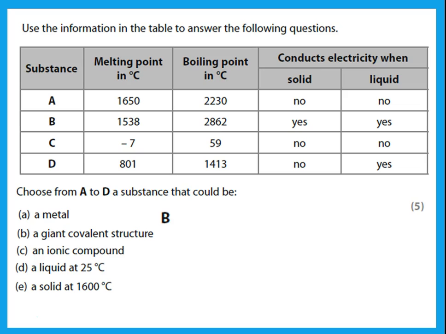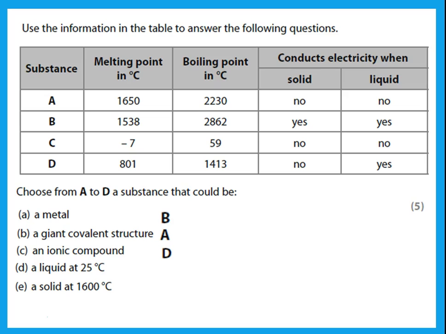Now, giant covalent. Giant means high melting point, high boiling point. Covalent means conduct electricity or not? No. Covalent will not conduct electricity as a solid, will not conduct electricity as a liquid, so A must be our giant covalent structure. Now, which one is ionic? Ionic should have high melting point, high boiling point. But for conduction of electricity, it will conduct electricity only when liquid, not when solid. So an ionic compound would be D.